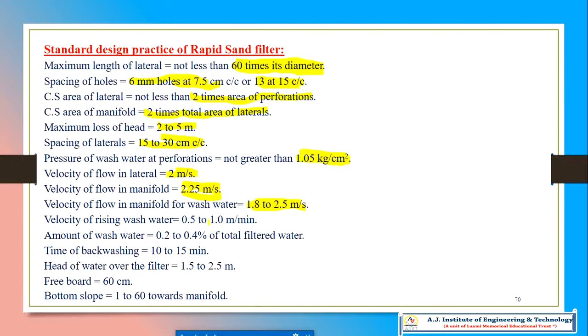Velocity of the rising wash water should be 0.5 to 1.0 meter per minute. The amount of wash water should be 0.2 to 0.4 of the total filtered water. The time of backwashing is 10 to 15 minutes. The head of water over the filter is 1.5 to 2.5 meters, free board should be 60 centimeters, and the bottom slope should be 1 in 60 towards the manifold.